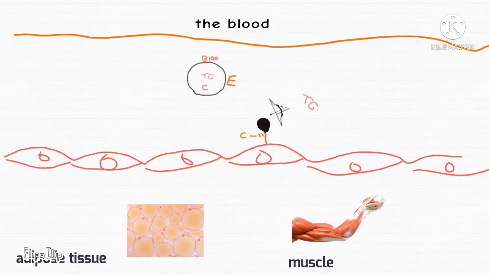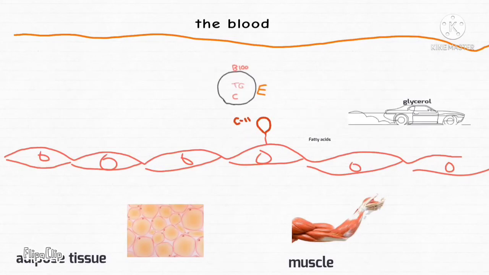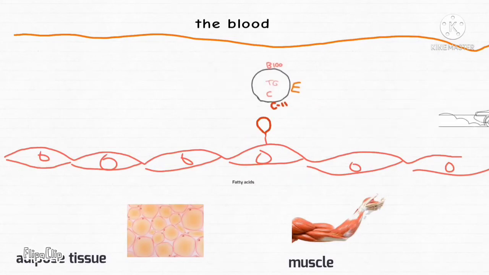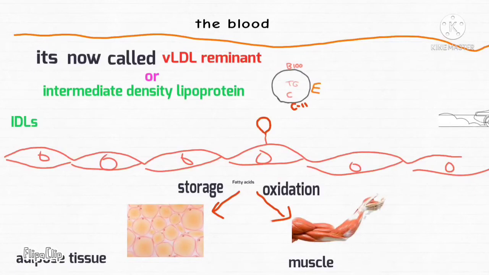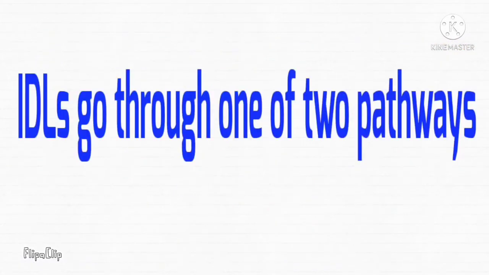Lipoprotein lipase breaks down the triglyceride from the VLDL into fatty acid and glycerol. Fatty acid passes to the peripheral tissue either for storage or for oxidation. And now the VLDL is no more called VLDL. It's called VLDL remnant, or another lipoprotein called intermediate density lipoprotein, as it passed from very low to intermediate. This IDL goes through two pathways.